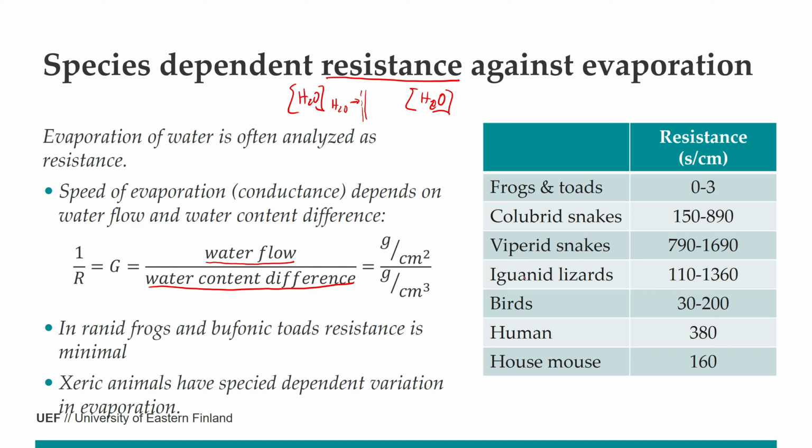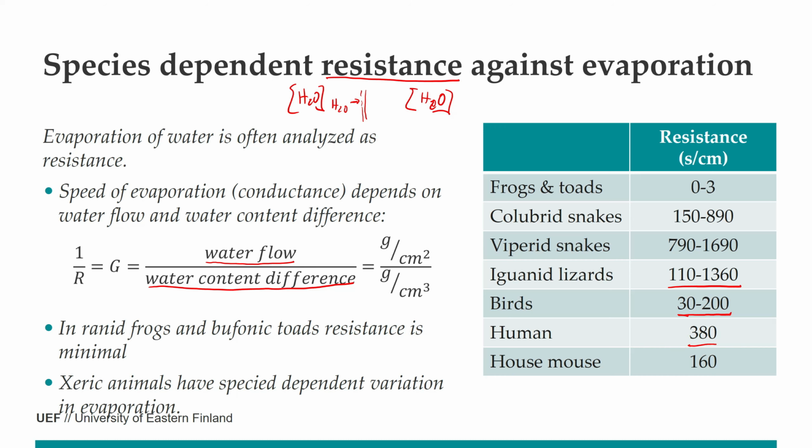species-dependent differences. Like in the birds, it can be 30 or it might be 200. In some lizards, it might be 100 or 1000. And so among different animal groups, there might easily be tenfold differences. In humans, we have quite much in the average, so about 400 is the resistance. So 400 means that it's 100 times more resistive for this evaporation than the frog skin.